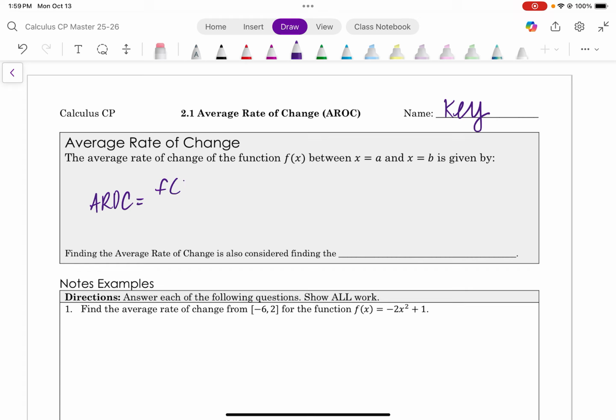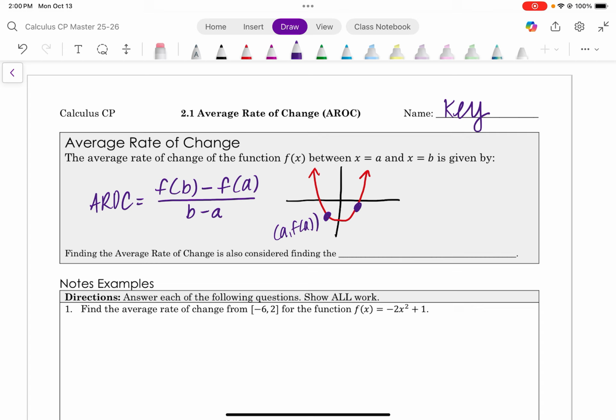The formula looks like this: f of b minus f of a, all divided by b minus a. Now, really what you need to think about is that finding the average rate of change is finding the slope between 2 points on any given graph. If I sketch a picture of, say, a parabola, and I pick 2 points on that parabola, one of those points is f of a, and one of those points is f of b. When I connect the line that goes through them and find its slope, I'm finding the average rate of change.